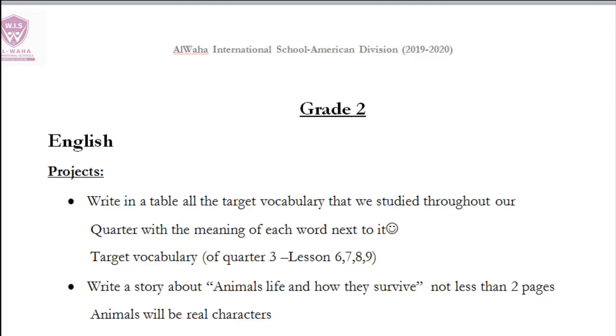For our students of grade 3, the first project will be vocabulary, where the target words of lessons 6, 7, and 8. It's the same thing: the word, its meaning, and a picture. And right now, it's not a table, it's a kind of presentation.